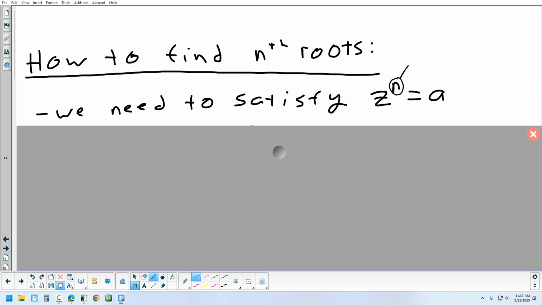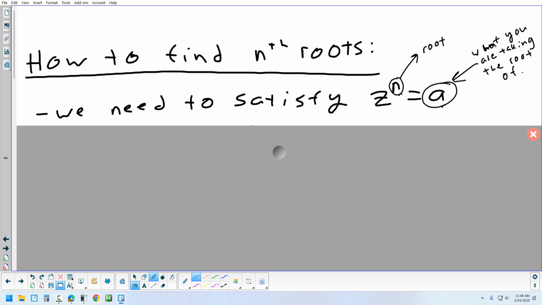This is going to be the root: square root, cube root, fourth root. So you're going to know this number. You're also going to know this number. That's what you're taking the root of. Square root of 6, okay, we put a 6 right there. Cube root of 28, we put a 28 right there. So this is what you are taking the root of.